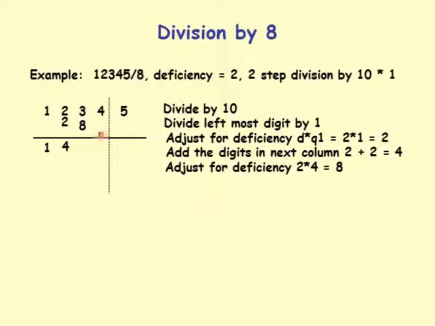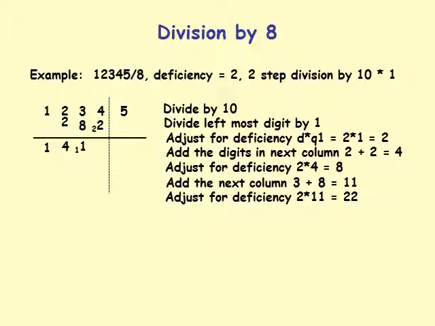2 deficiency and most recent quotient digit. 2 times 4 is 8. This is my adjustment. So next position we have 3 plus 8 is 11. In the next dividend position we have 8, 11. Okay. So we got 11 here. So that's my quotient in that position here.